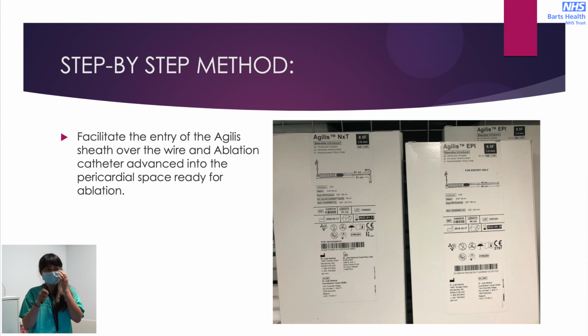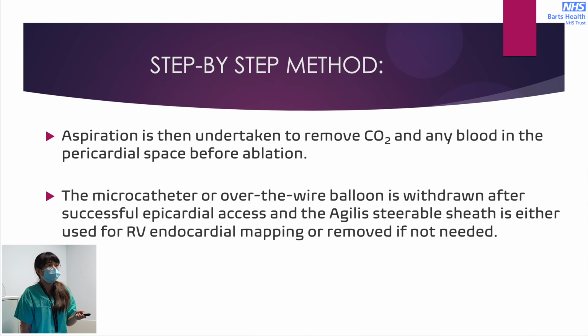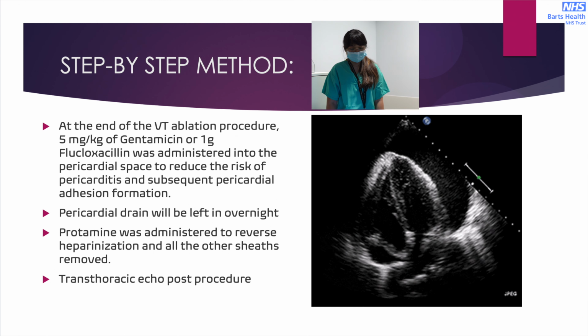So really, your cardiac vein access is just so that you can introduce the CO2 into the pericardial space. But you will still use the subxiphoid puncture, but there will be fewer complications because you'll basically enlarge the space. Yeah, and you know where your needle is going. And then aspiration will be undertaken to remove CO2 and any blood before the ablation. And then the microcatheter and over-the-wire balloon will be withdrawn after the successful epicardial access. Your Agilis sheath, which was in the coronary sinus, can either be used for RV endocardial mapping or it can be removed if not needed.